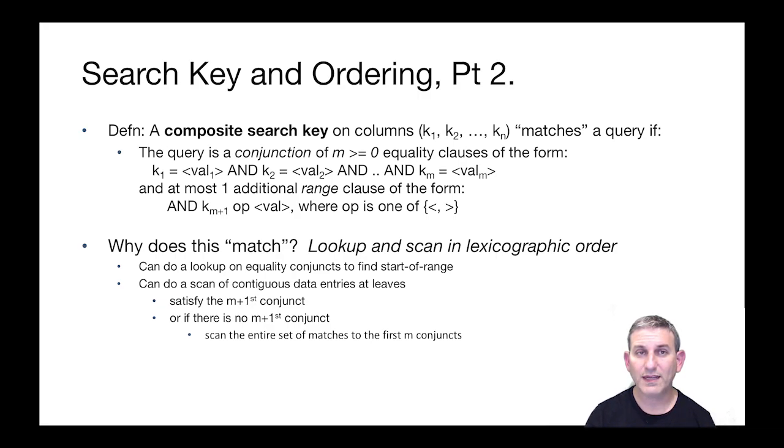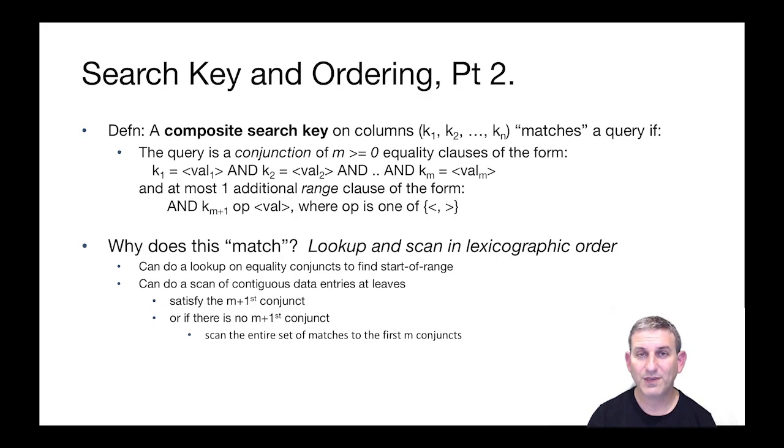To be a little more explicit and careful, we'll make a definition. A composite search key on some list of columns K1 through Kn matches a query if the query is a conjunction, that means it's the AND, of some number of equality clauses, M, where K1 equals value 1 and K2 equals value 2 and ... Km equals value M. So we have M equality predicates ANDed up for the first M columns in the search key. And we have at most one additional range clause of the form K sub M plus 1 op value, where op is one of less than or greater than.